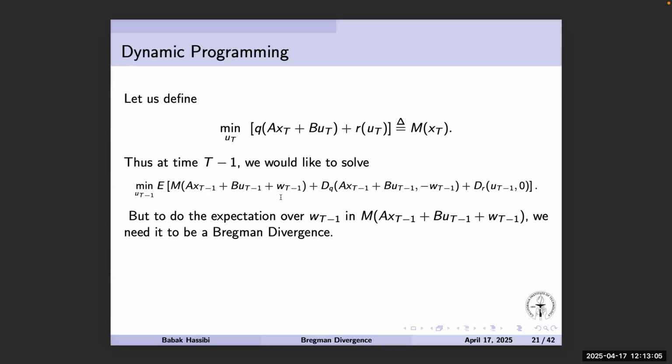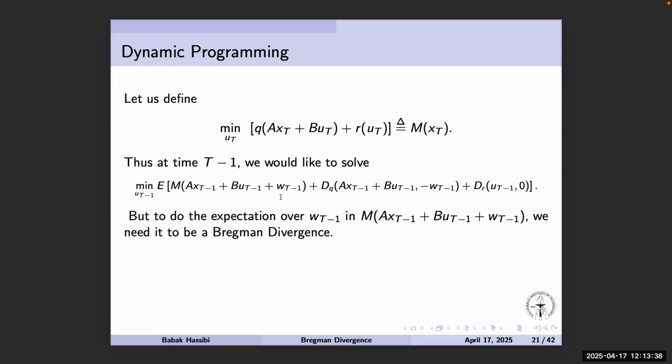Okay? So the expectation over W for this term, I know how to do. This one, I don't know how to do it. I'm back to where I was. I don't have something in closed form for this, and I have to Monte Carlo this. My whole point was not having to Monte Carlo. So the only way I can do this expectation is if this M were a Bregman divergence. If this M was the Bregman divergence between the deterministic part and the random part, I would be done.